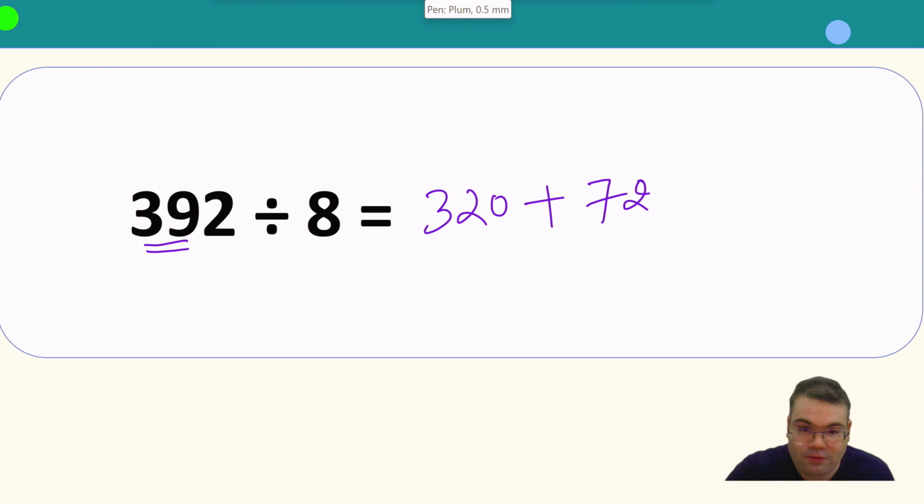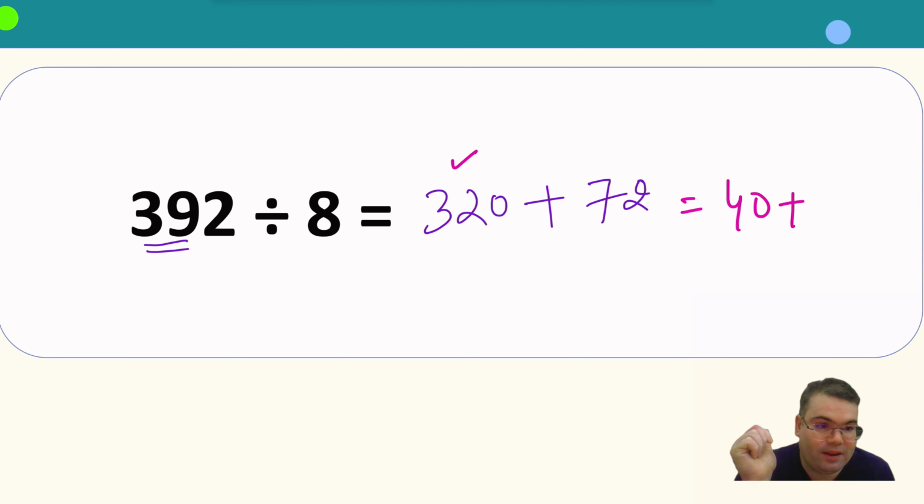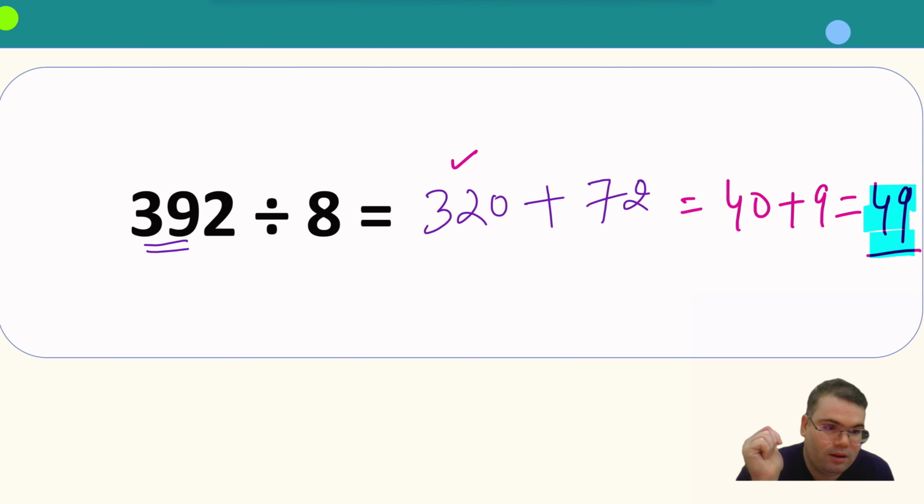Now just divide by 8 on both sides. So just do it in your mind. 320 divided by 8 is 40 and 72 divided by 8 is 9. So 40 plus 9 is 49. So this is the final answer.